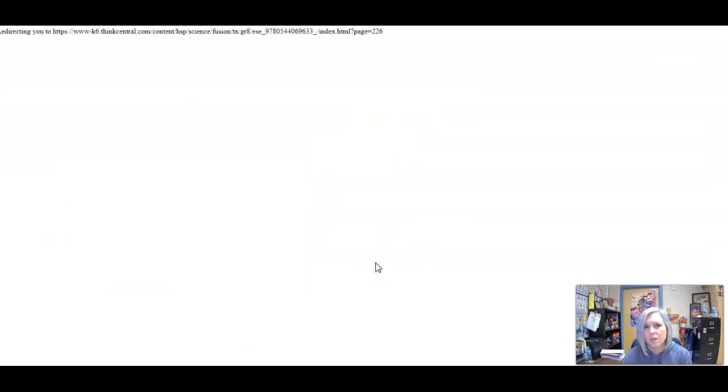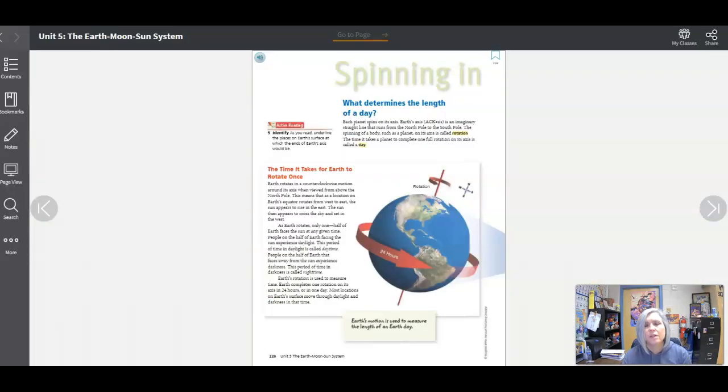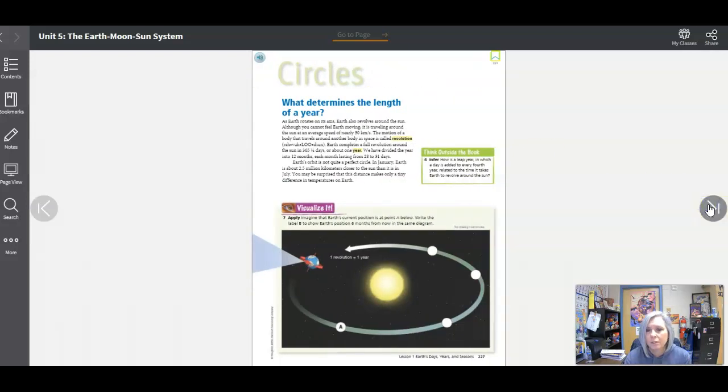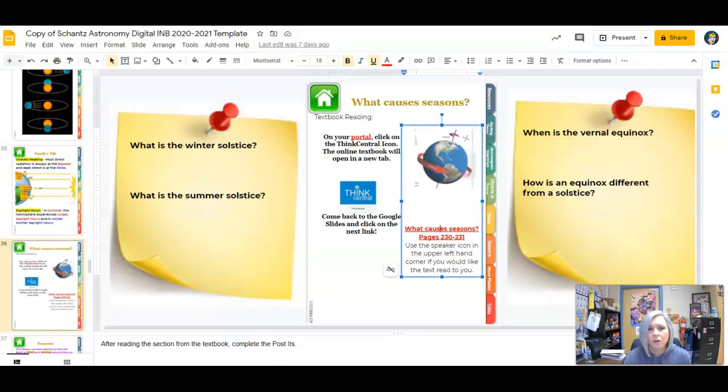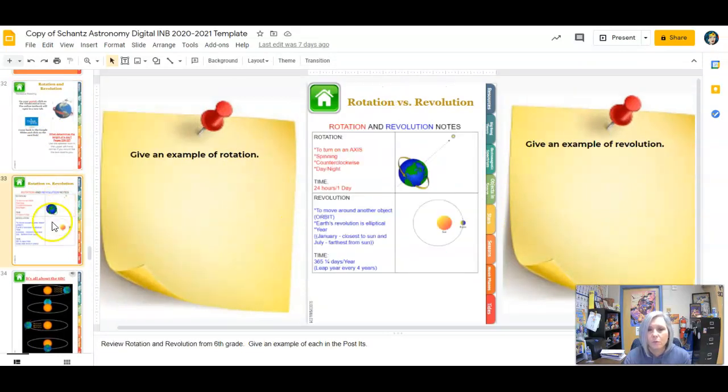Now once you get to those pages, you're going to see reading about the length of a day and the length of a year. Read those pages, and then in your IMB, you're going to answer the questions on slide 32. What is rotation? What is revolution? Then on slide 33, read through these notes, and I want you to provide an example of rotation and revolution.